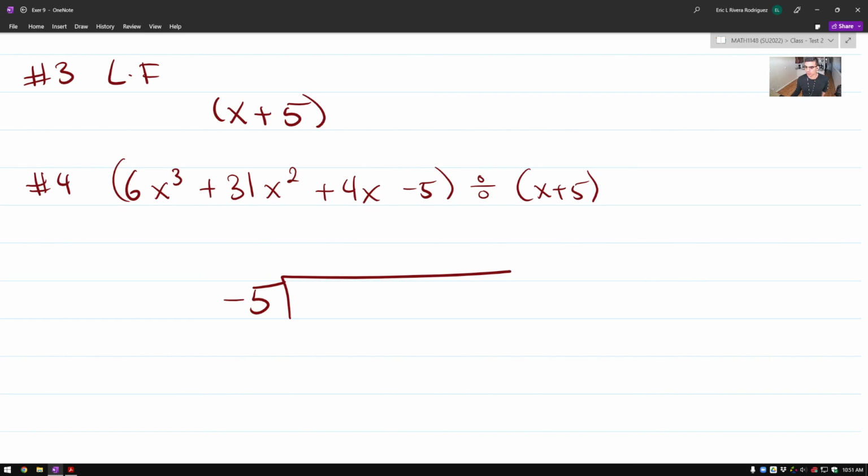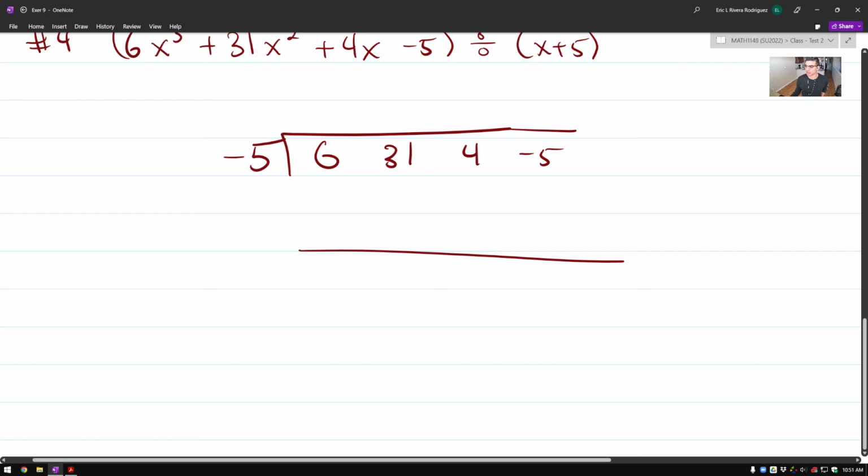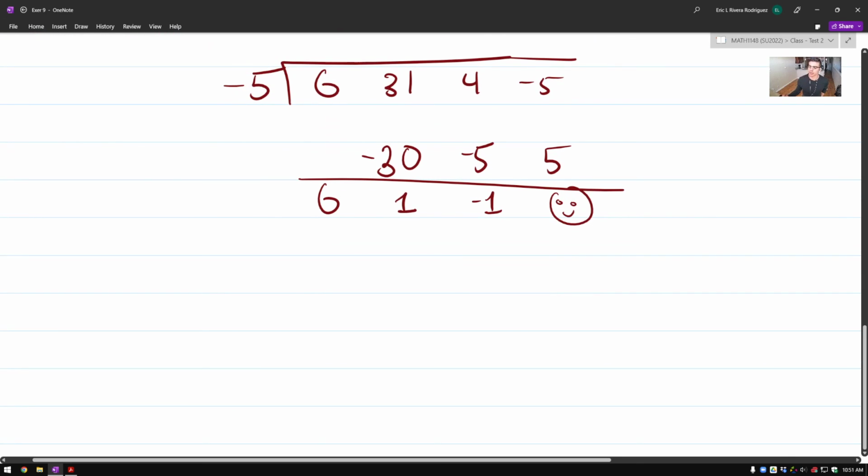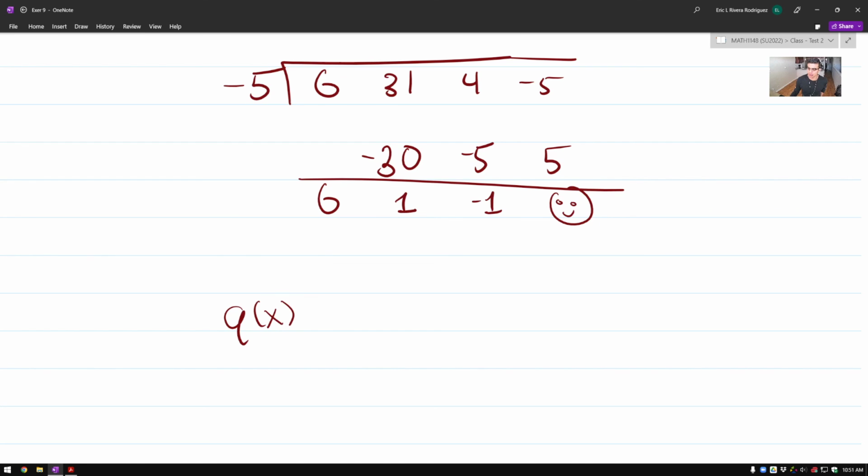6, 31, 4 and minus 5. We do synthetic division. We go down, we add, we go up, we multiply. And this guy here is what we want, because that 0 there is telling us that indeed negative 5 is a zero of the polynomial. From here, we get the depressed equation. In this case, it's going to be a quadratic equation because we started with a degree 3 polynomial.